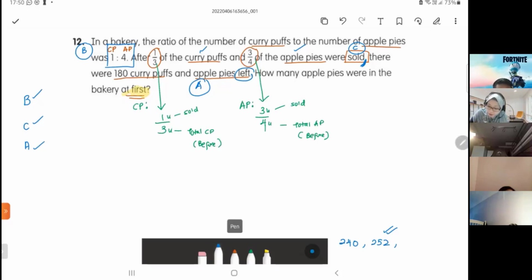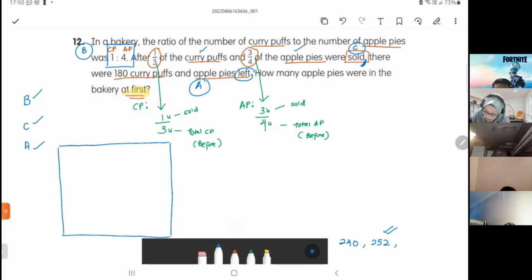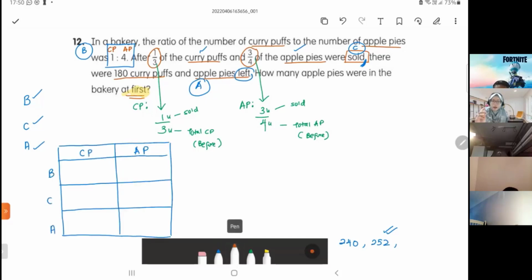Let's draw out the table. Then we cut it into 2 columns. Curry puff, apple pie. Before, change, after. Okay, now we are going to fill it up. So the before is this ratio, right? 1:4. Curry puff is 1 unit. Apple pie is 4 units. So we are done. Now we go on to the change.